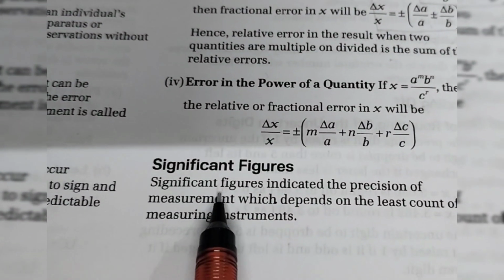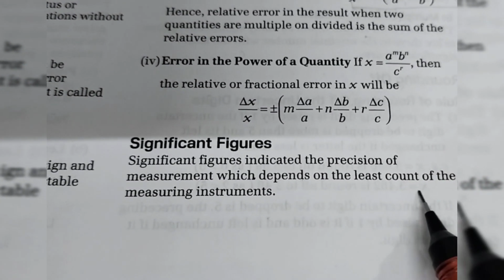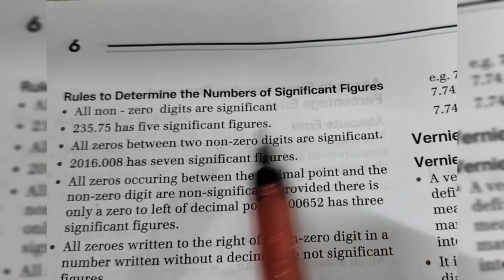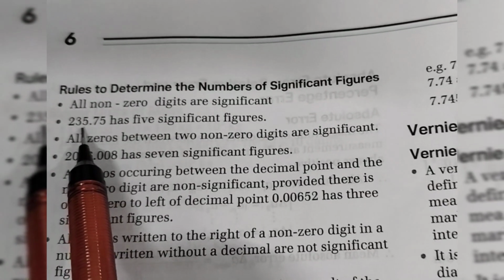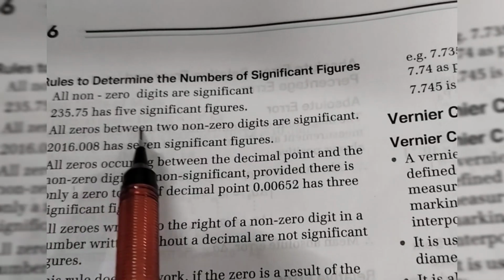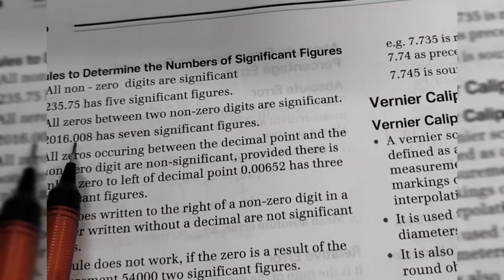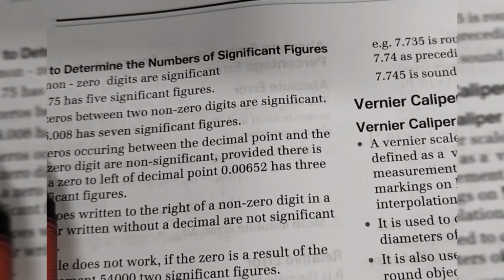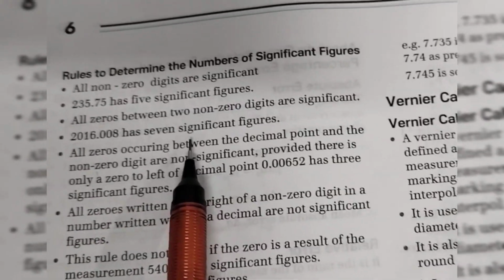Significant figures. Significant figures indicates the precision of measurement which depends on the least count of the measuring instruments. Rules to determine the number of significant figures. All non-zero digits are significant. 235.75 has 5 significant figures. All zeros between two non-zero digits are significant. 2016.008 has 7 significant figures. See, these are 4 and these are 3. So, total significant figures are 7, right?